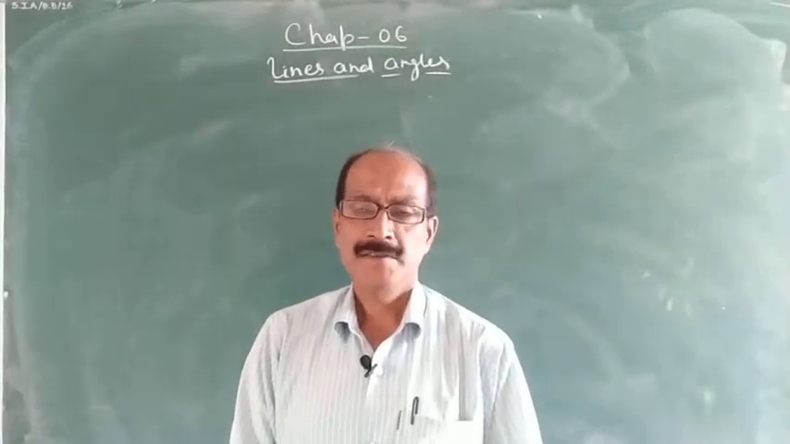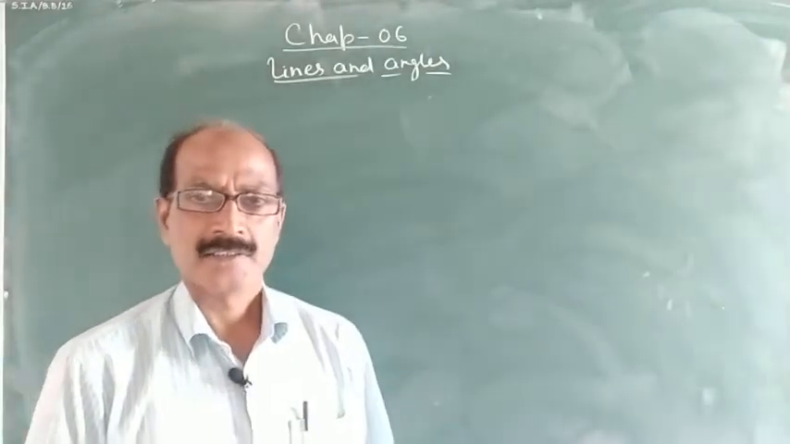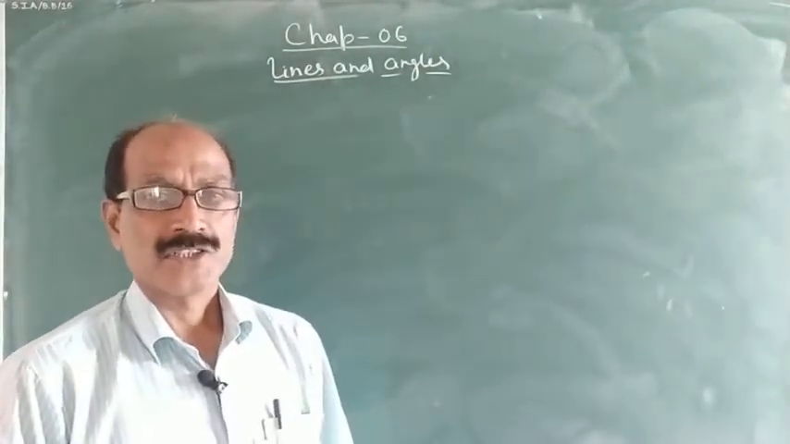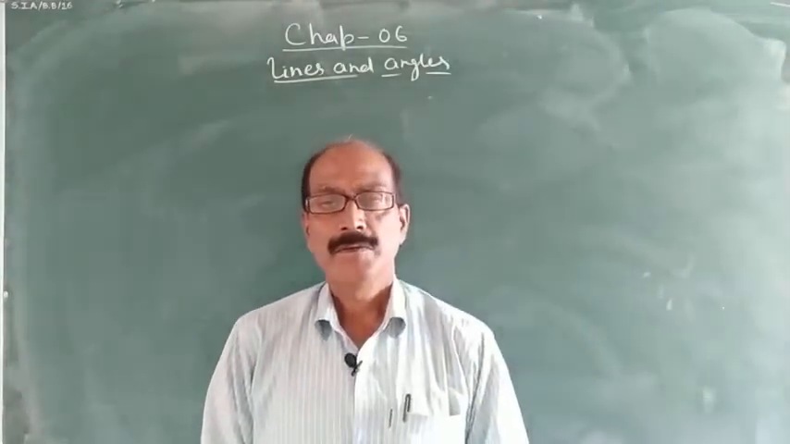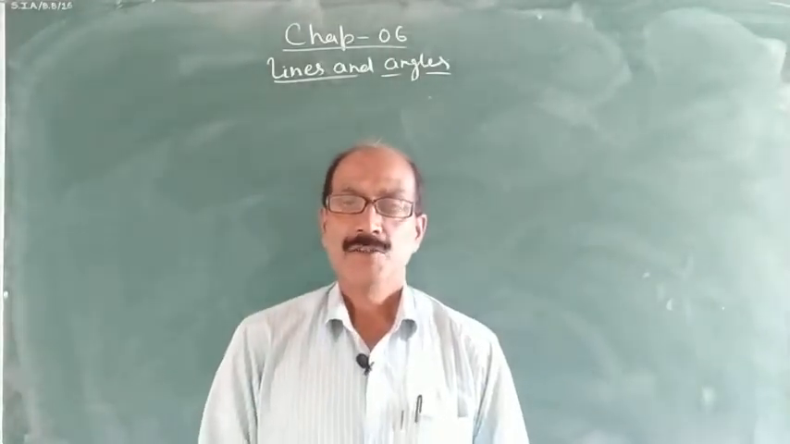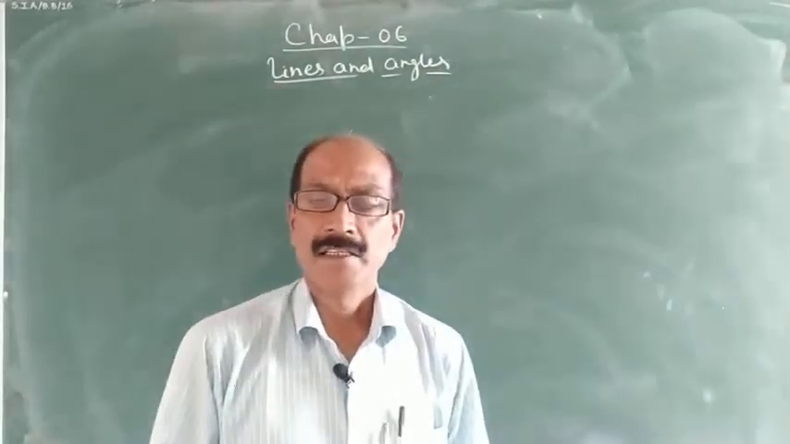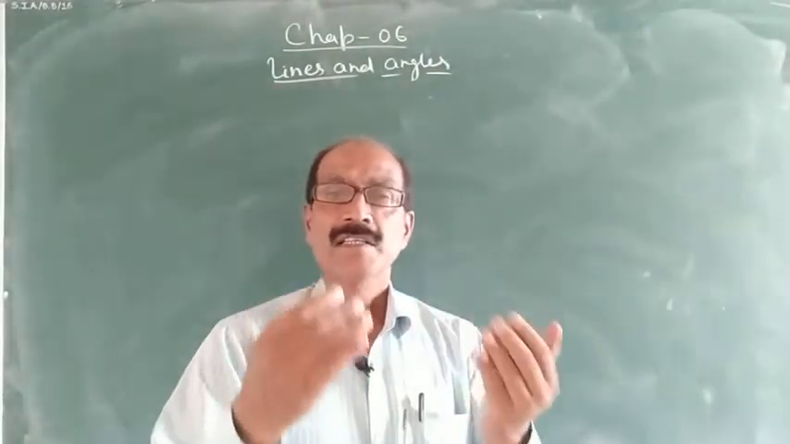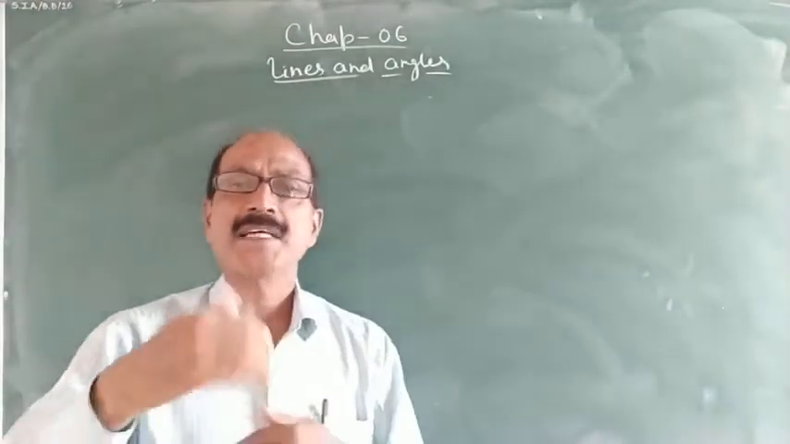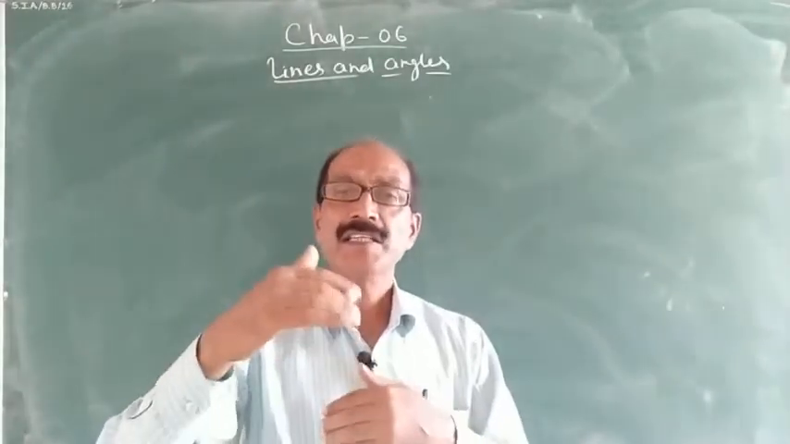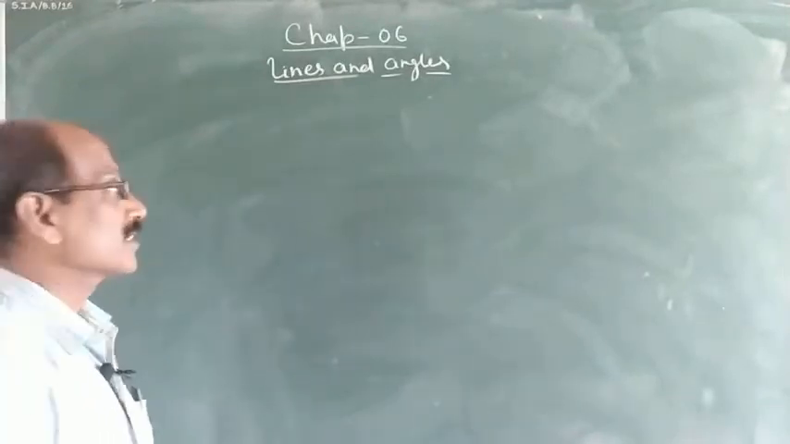Today I am explaining the new chapter, lines and angles. The chapter number 6, lines and angles. First of all, we will be understanding our previous knowledge. The first is lines. We know the different definitions from our previous classes. So again I am explaining one by one, then after we will continue these lessons. First of all, we will be knowing what is the line.